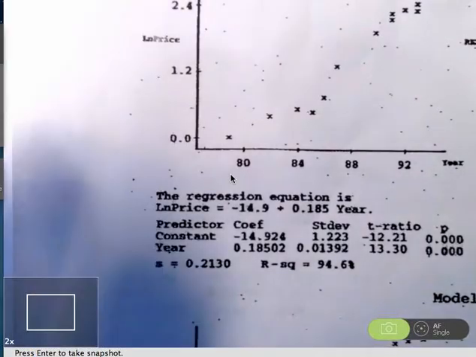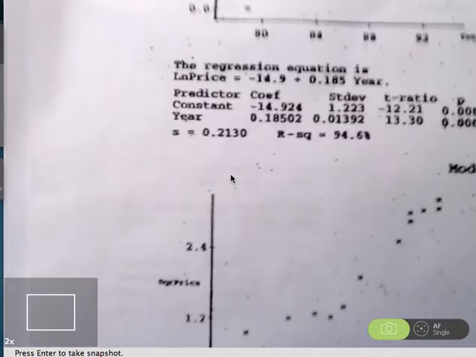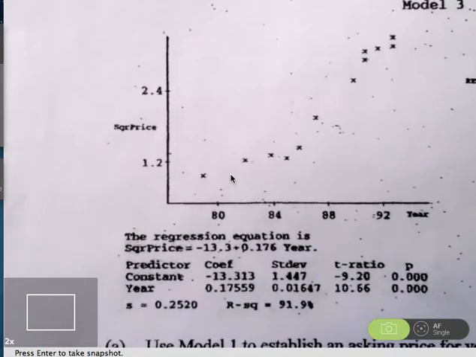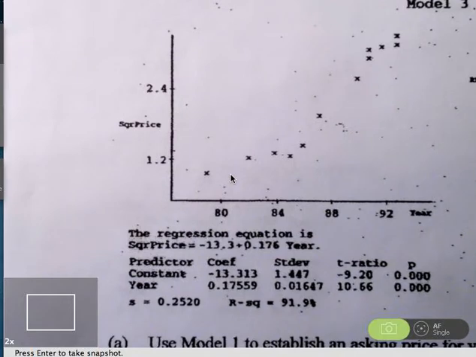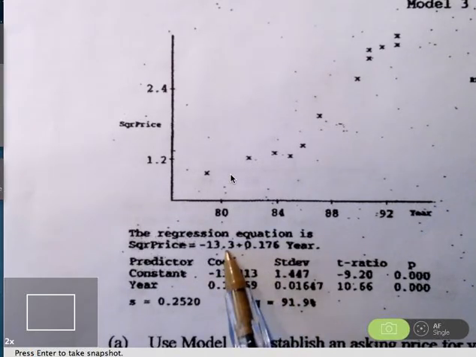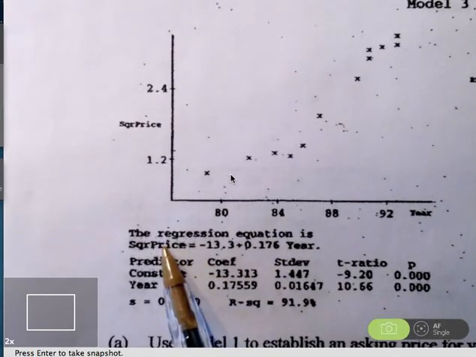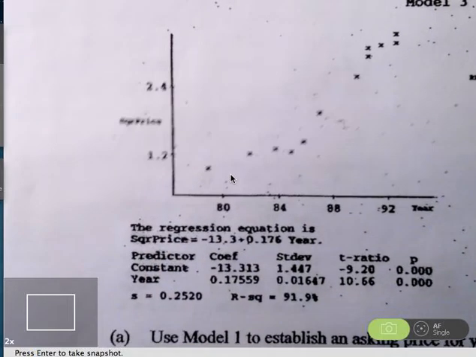And the last model, model number 3, is one that although it appears on this question, is no longer part of our curriculum. So it's certainly though a model that we could still handle. So notice this time the input is year times 0.176 plus negative 13.3, and this gives you the square root of the price. So these are the 3 models that you're given, and you're asked in parts A, B, and C to simply use those models to establish an asking price for this 1988 vehicle.